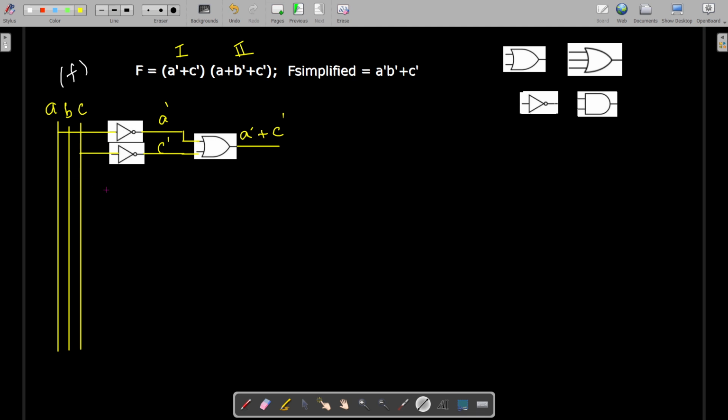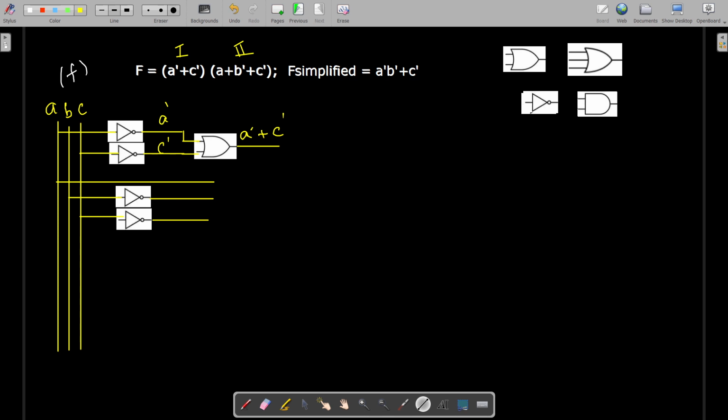Then we'll implement the second term. Second term is A. Take the connection from here. A. Then we have this B dash. So take the connection from here. Give it to an inverter. Inverter gives us B dash. Okay. Then we take the connection from the C dash. So we have to get C dash. That means take the connection from C and then give it to an inverter. So we get C dash here.